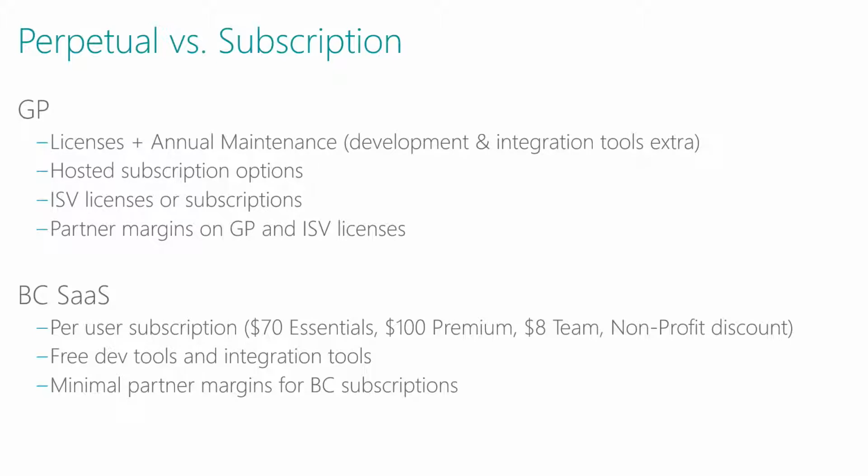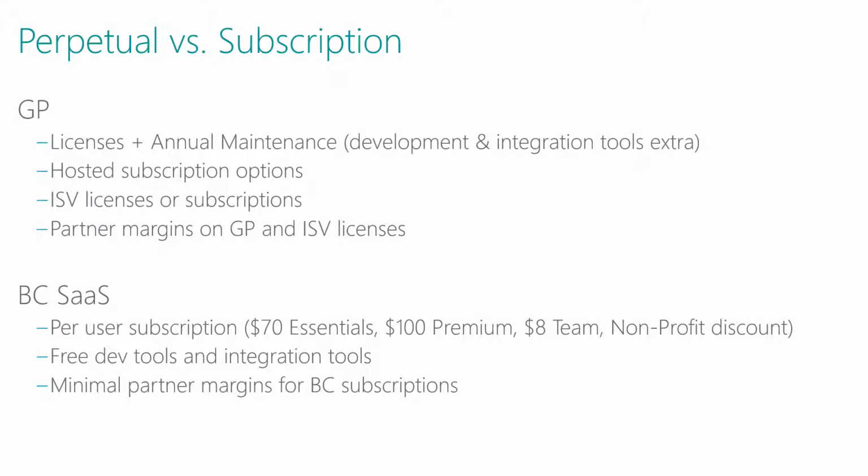Whereas Business Central SaaS really changes the licensing and pricing model significantly for us GP folks. The standard subscription, which is called Essentials, is only $70 per user per month.